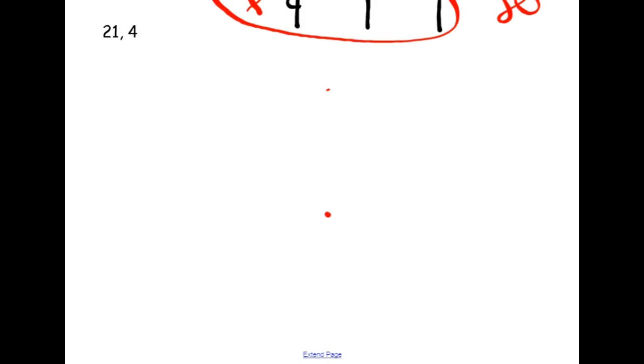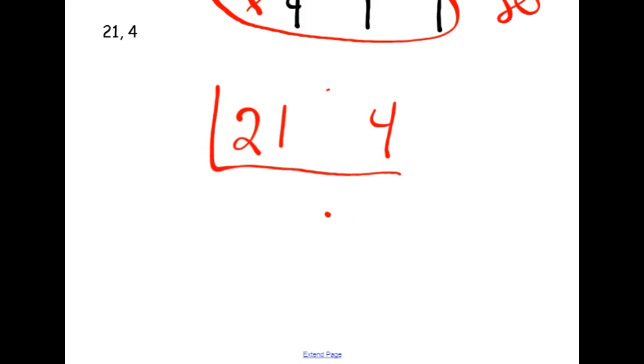So what happens if we have something like 21 and 4? Why is this one a little bit different? When you look at it, do they have any factors in common? They don't. So all you're going to do is multiply them. And 84 is your least common multiple for 4 and 21.